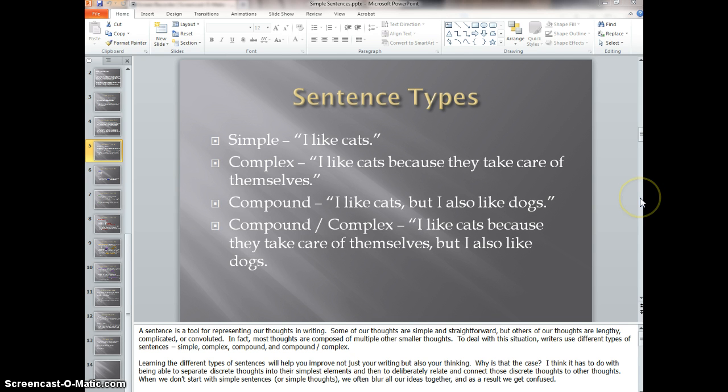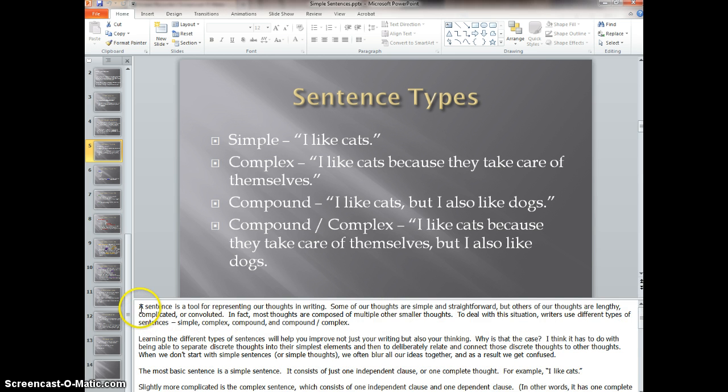So first, there are 4 basic sentence types: simple, complex, compound, and compound complex. Now we've covered sentences, and if you look below to the notes, I've got some thoughts on these types of sentences. Basically, a sentence is a tool for representing our thoughts in writing. Some of our thoughts are simple and straightforward, but others are lengthy, complicated, or convoluted. In fact, most thoughts are composed of multiple other smaller thoughts. And to deal with this situation, writers use different types of sentences: simple, complex, compound, and compound complex.